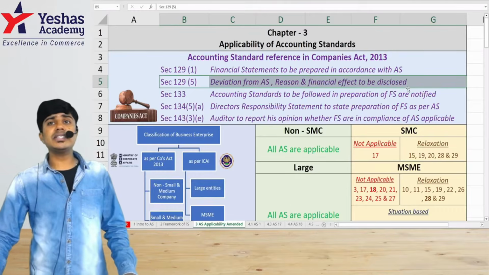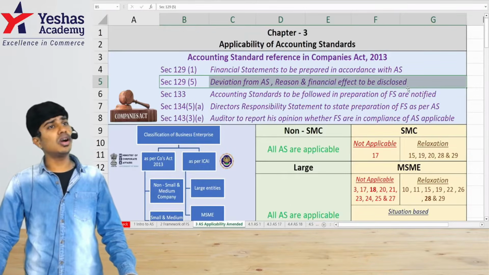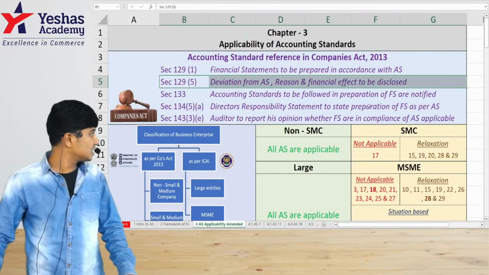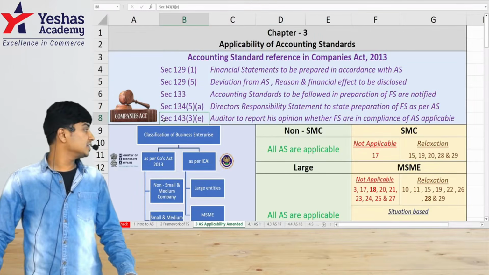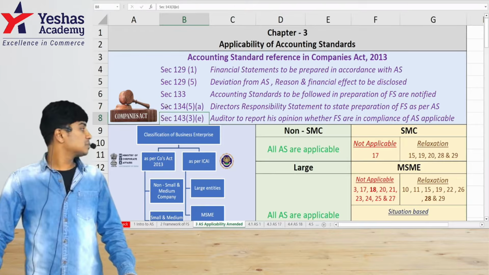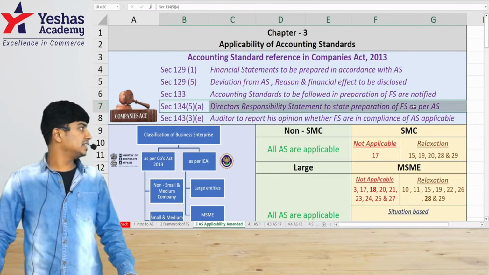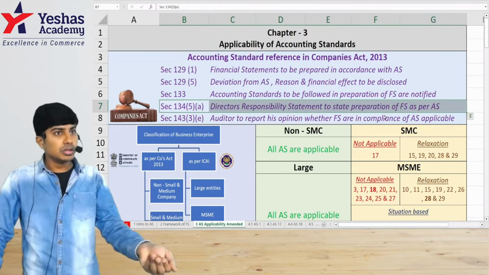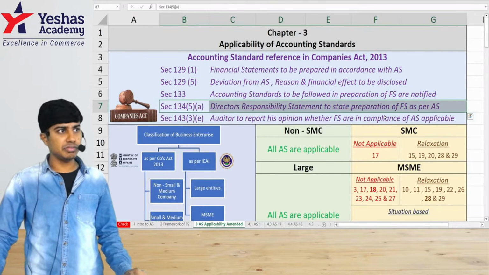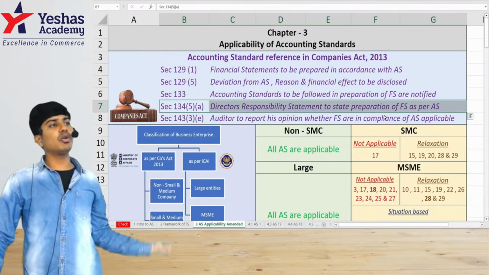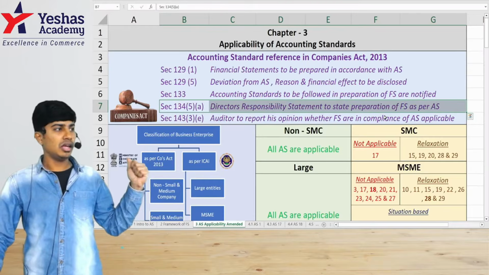Further, following these accounting standards is not just the responsibility of the management under section 134, it is also the responsibility of the auditors under section 143. It is the responsibility of the management, that is directors, to check and to ensure that all applicable accounting standards are followed in preparation of financial statements, given in section 134 subsection 5 clause 8.